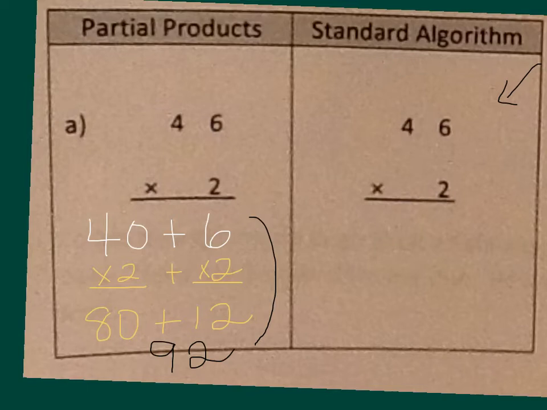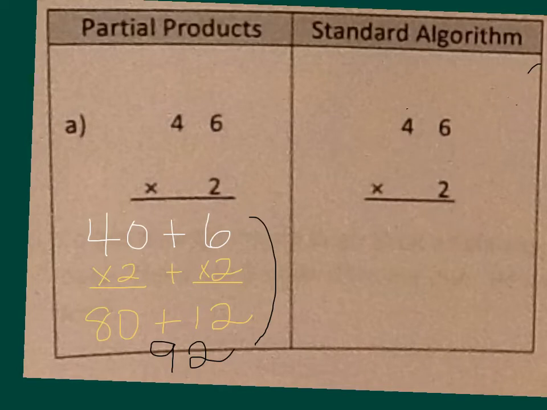6 times 2 is 12. So we're going to take 6, this number right here. We're going to multiply it by 2, this number right here, and we're going to get 12. The 2 goes here, and I'm going to carry my 1 above my 4. So let's do that again. I'm going to erase it and show you what I just did again.